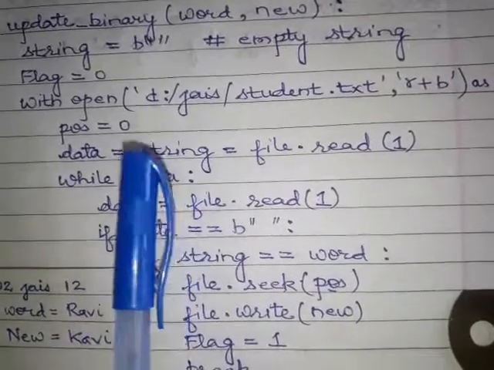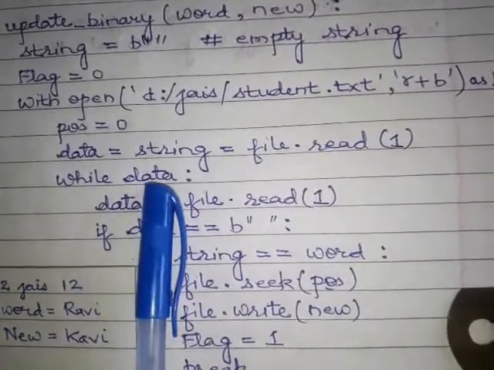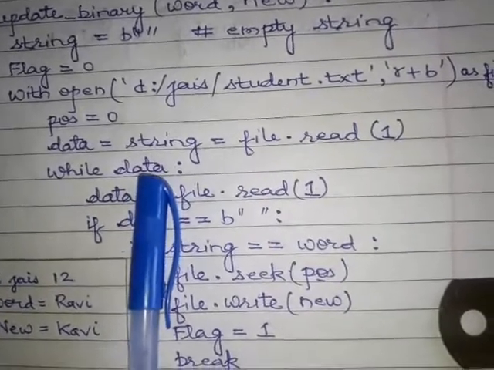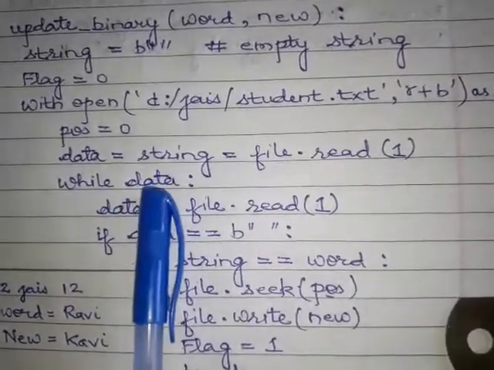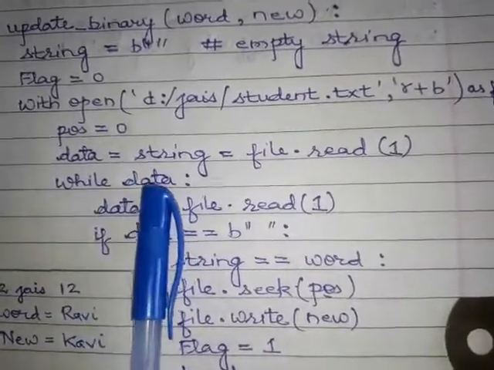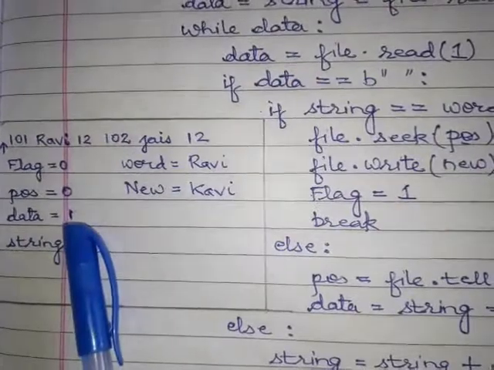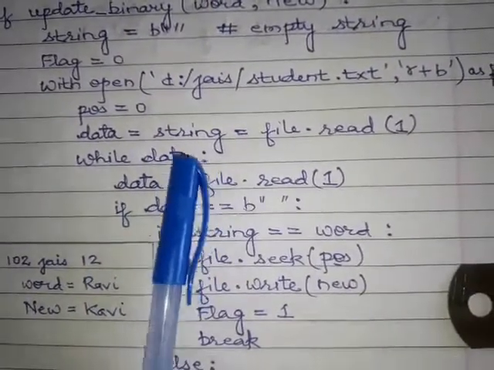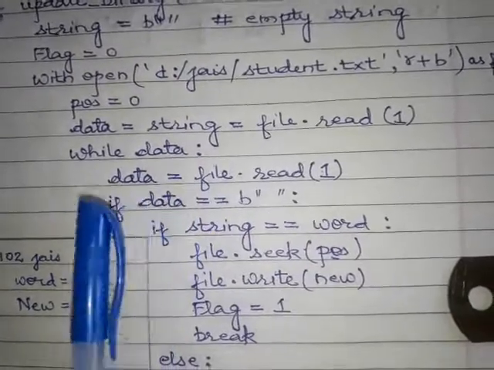While data stores a value, it means its truth value is true, it is not false. If it contains an empty string, then it is false. But in this case data contains 1, so it is not false, it is true. So we entered the while loop.